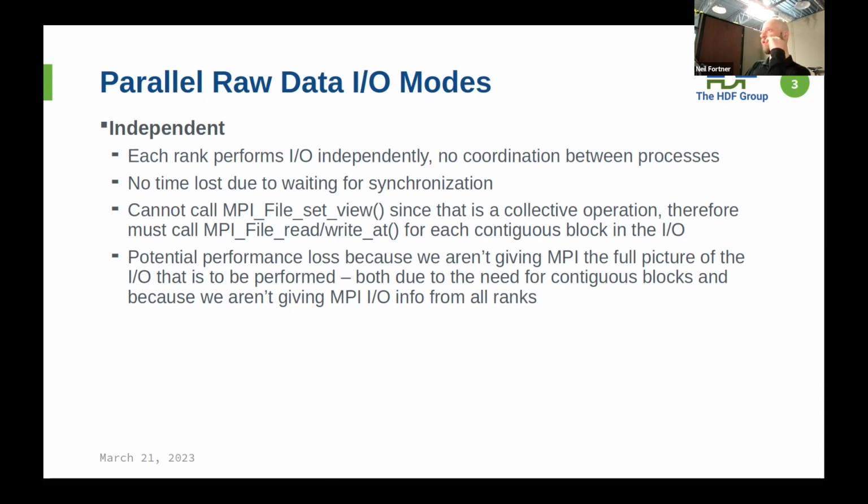And more generally, we're potentially losing performance because we're not giving MPI I/O the full picture of the I/O that is to be performed, and that means that MPI I/O can't be as smart as possible about how to perform that I/O, shuffling data to different servers and things like that, in coordination between the different ranks. And this is both due to the need for contiguous blocks because of the file set view issue, and because we're only giving MPI I/O information from a single rank.